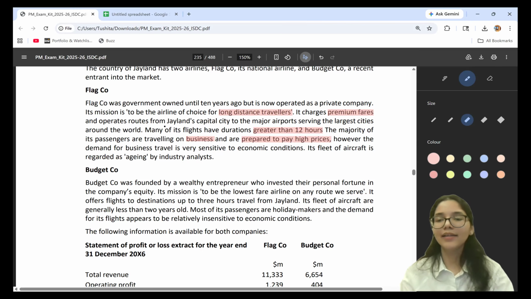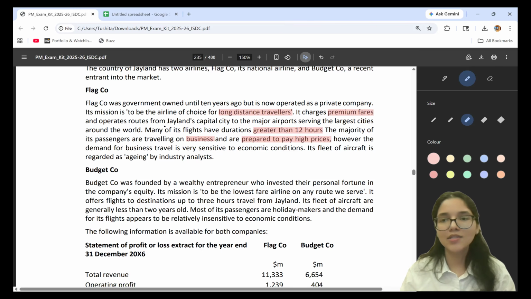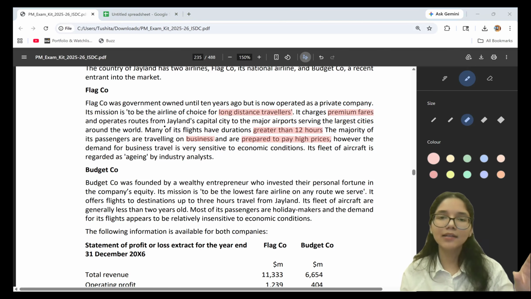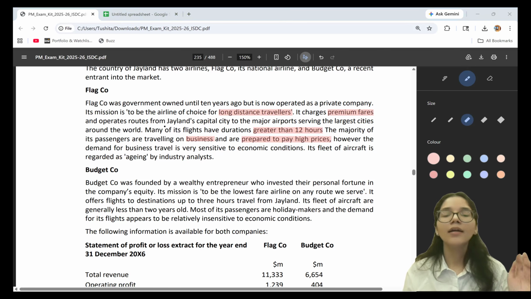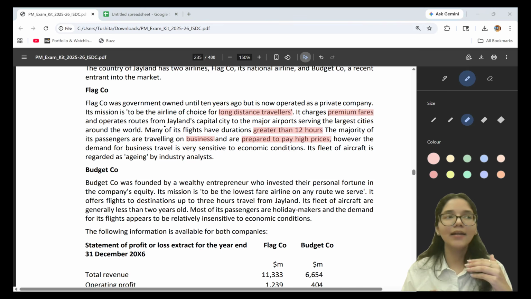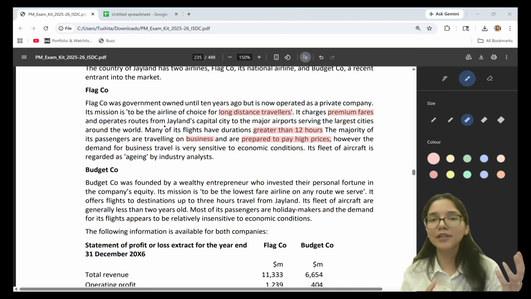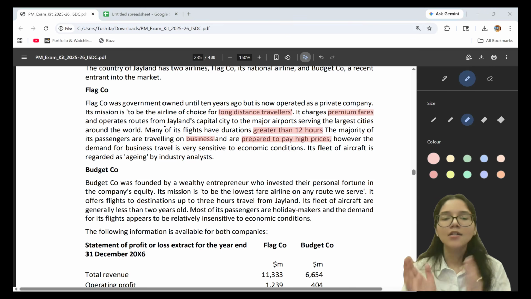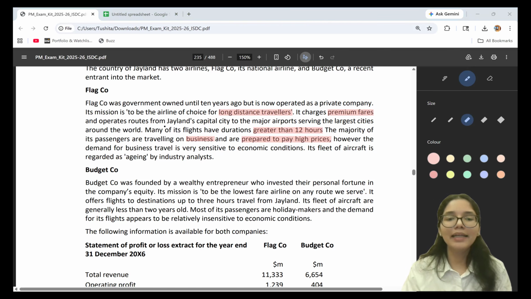So you people know that there are usually 3 different classes when you book an airline ticket. The very basic ticket is called the economy ticket. Then if you want some additional facilities, a better seat, then you go for the business class. And if you want the ultimate luxury, then there's the first class. So these are the 3 different cabin types that are available at major airlines around the world. The Flag Company is mainly catering to the business passengers who are ready to pay higher prices.